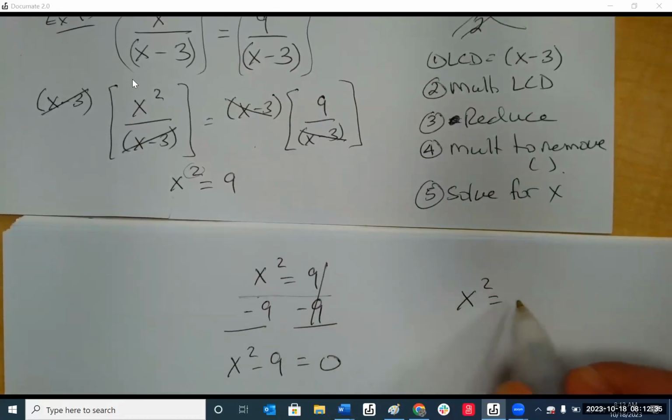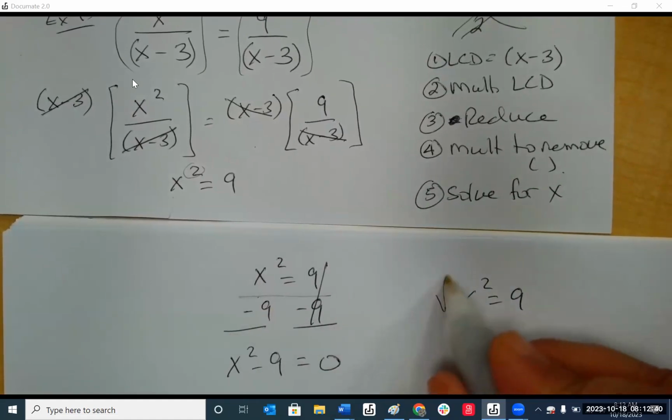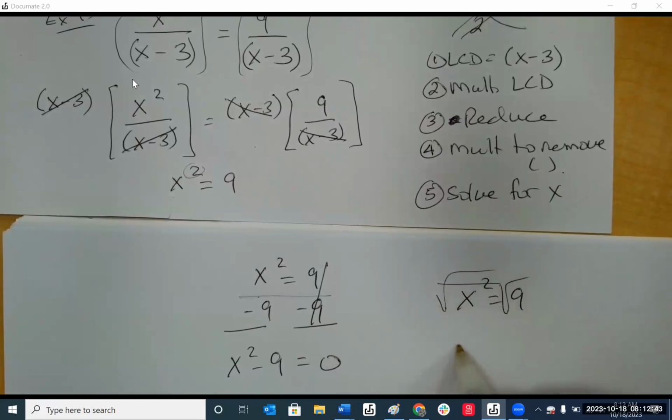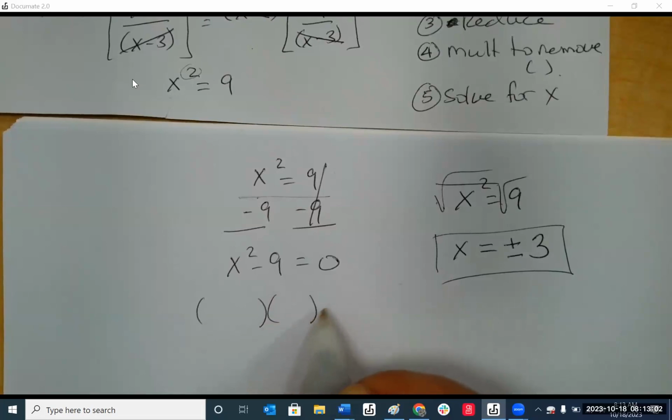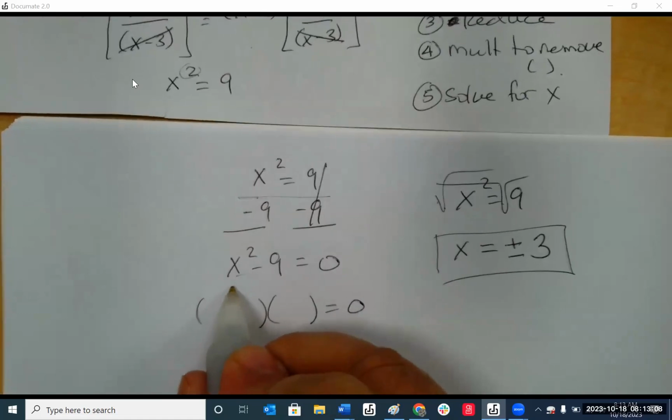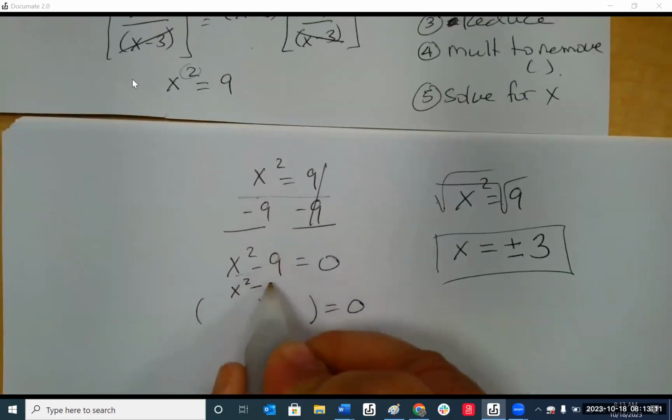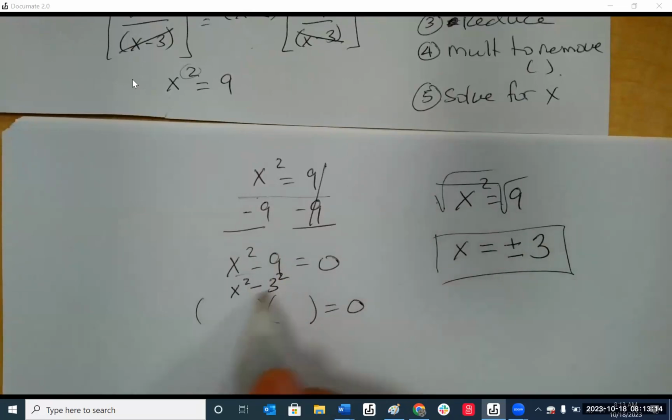Solve for x. Actually, we could have just solved it this way. We have two ways of doing it. At this stage here, we could have square rooted both sides. When I take a square root of a squared number, I got to put a plus or minus in front of it. Square root of 9 is 3. So those are my answers, plus or minus 3. Or I could factor it out. This is the difference of two squares. 9 is made up of 3 times 3. So it's x squared minus 3 squared.